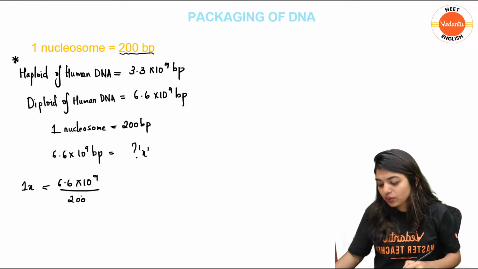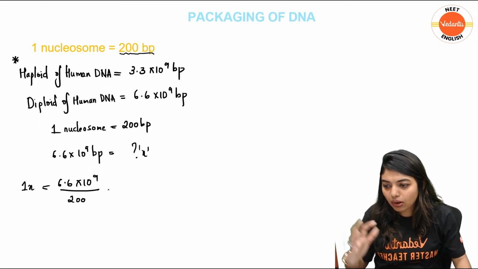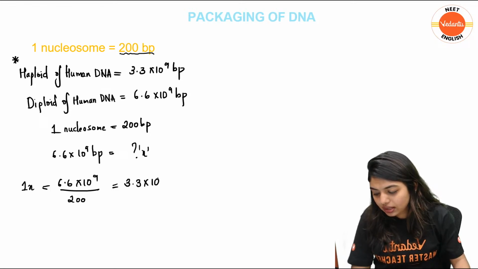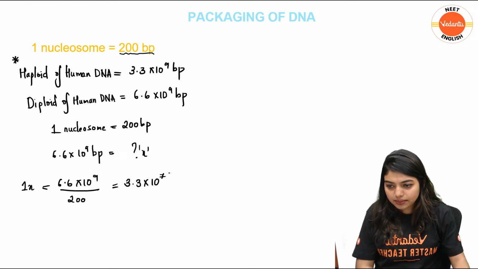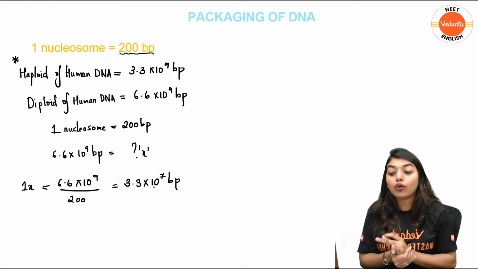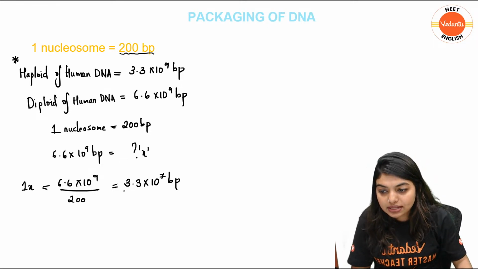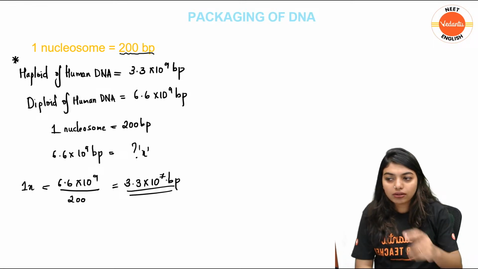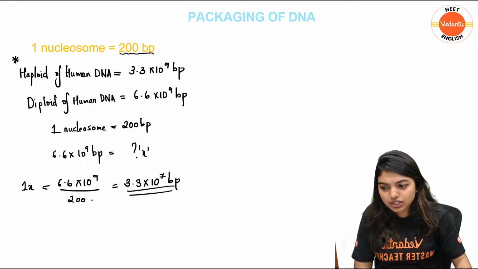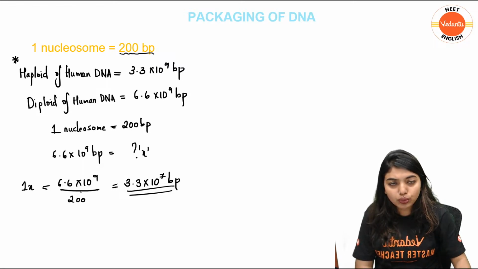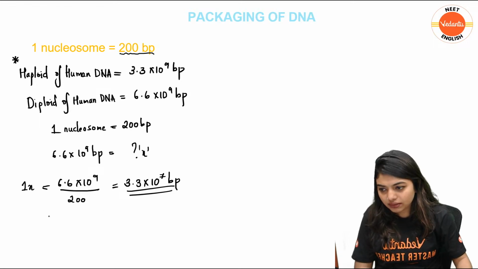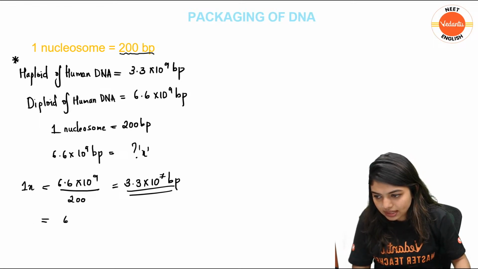When you calculate, you will get somewhere around 3.3 into 10 to the power 7 base pairs. So this is how many base pairs are involved in your diploid human content. Students, you can just do the multiplication. You can take 2 into 10 to the power 2 and move it to the top with a minus sign. If you want me to do the maths, I will do the maths.